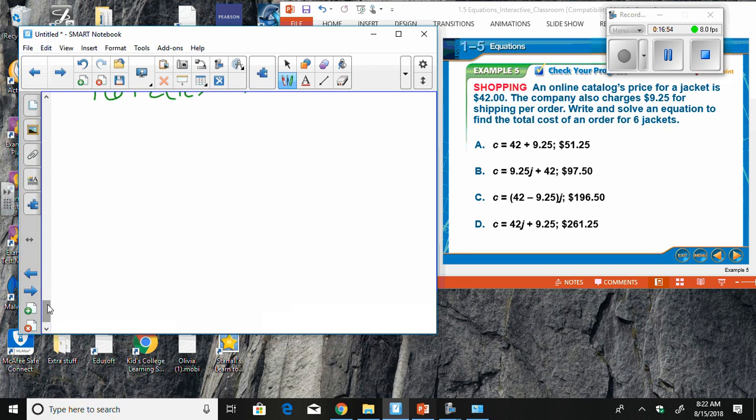An online catalog price for a jacket is $42. The company also charges $9.25 for shipping per order. Write and solve an equation to find the total cost of an order for 6 jackets. So the jackets is what's being used over and over again, so I'm going to put an x on that, and that equals our total. And then I'm going to come over here and say, well, we have 42 per jacket plus 9.25, so probably D, but let's check it out.